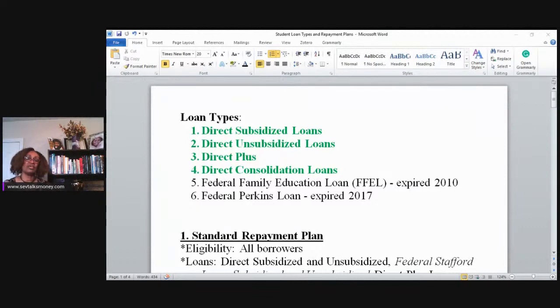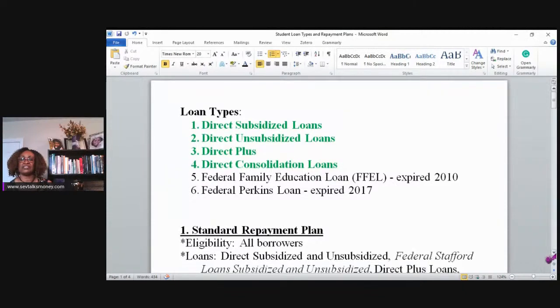Now, the other two loans are loans that I will reference as I go through the different payment plans, but they are no longer in play. They expired. The Federal Family Education Loan expired in 2010, and the Federal Perkins Loan expired in 2017. But I wanted to put them on there because for some of the payment plans, you will still qualify if you had those loans at the time. Okay, so let's move right along and discuss the payment plans.